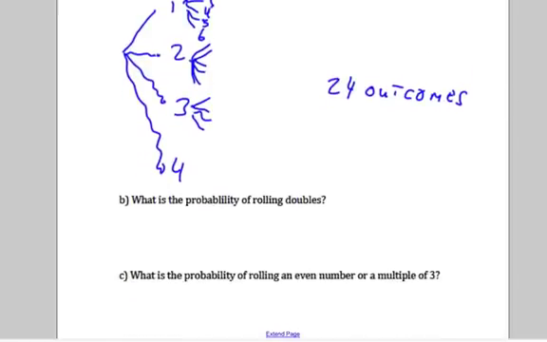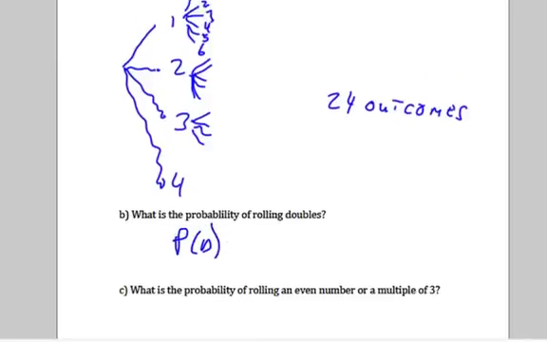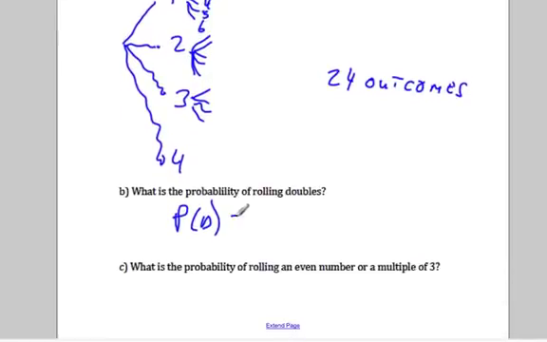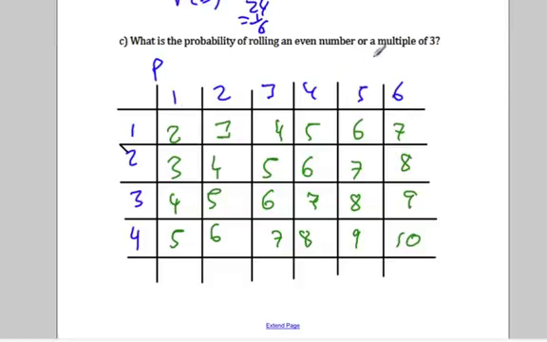Now, what's the probability of rolling doubles? So the probability of doubles in this case, well, you could roll 2 1s, 2 2s, 2 3s, and 2 4s, and that's it. So out of the total, it's going to be 4 out of the 24 outcomes, which is 1/6. So for the next question, what's the probability of rolling an even number or multiple of 3?